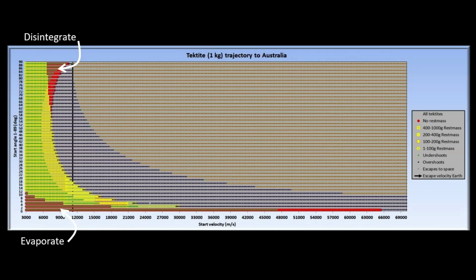Modeling a 1 kg tektite trajectory, based on start velocity and ejected start angle, shows the rest masses after atmospheric re-entry, and shows which tektites would undershoot or overshoot Australia or exit to space. Some would disintegrate if atmospheric pressure exceeded the tektite's tensile strength, others would fully evaporate.